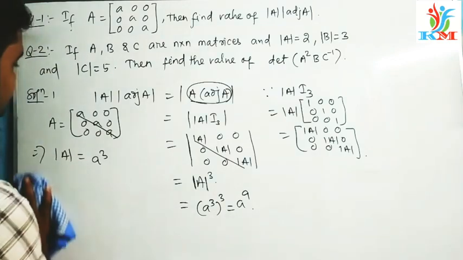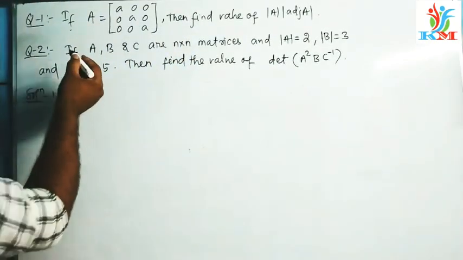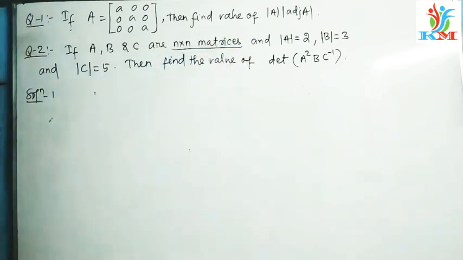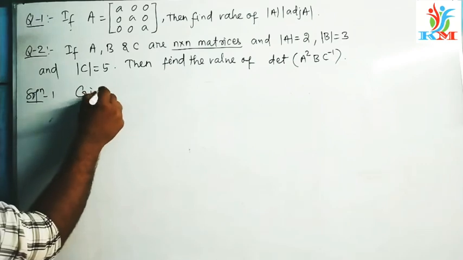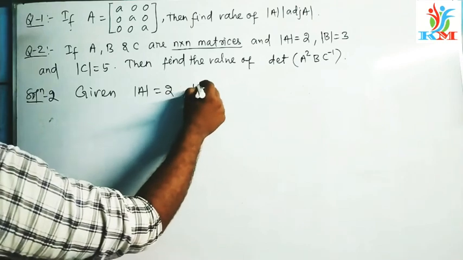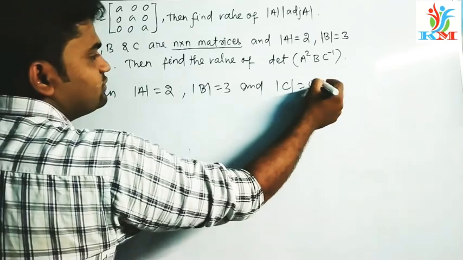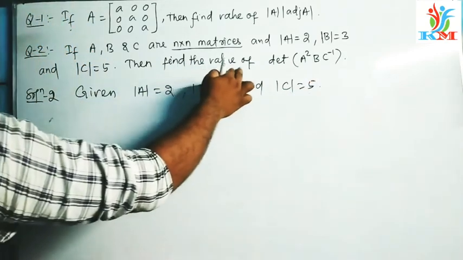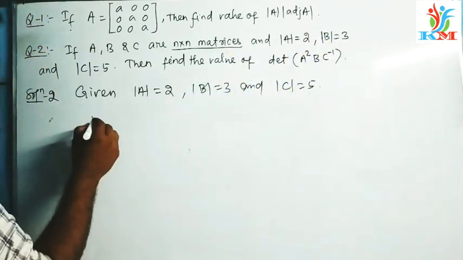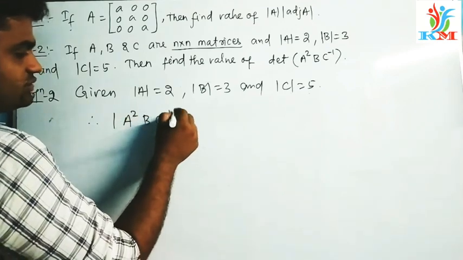Let's see the second question. What it gives here: if A, B and C are n cross n square matrices and given determinant of A is equal to 2, determinant of B is equal to 3 and determinant C equal to 5, then find the value of determinant of A square B C inverse.